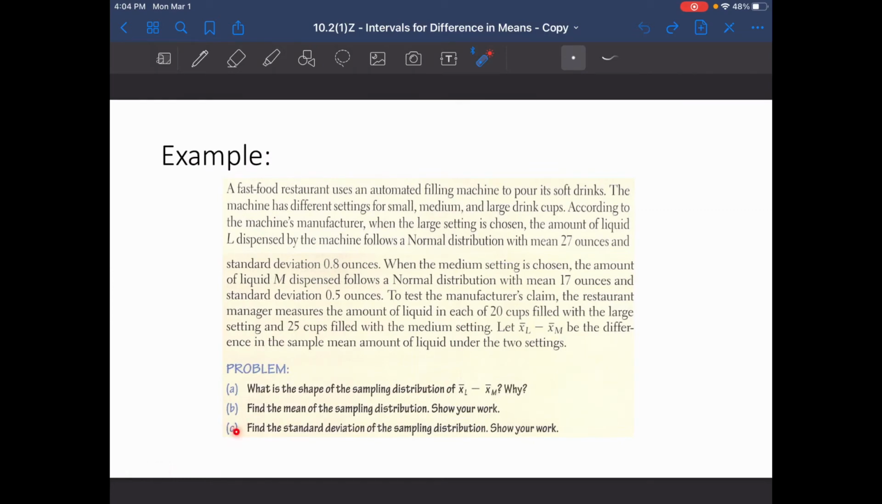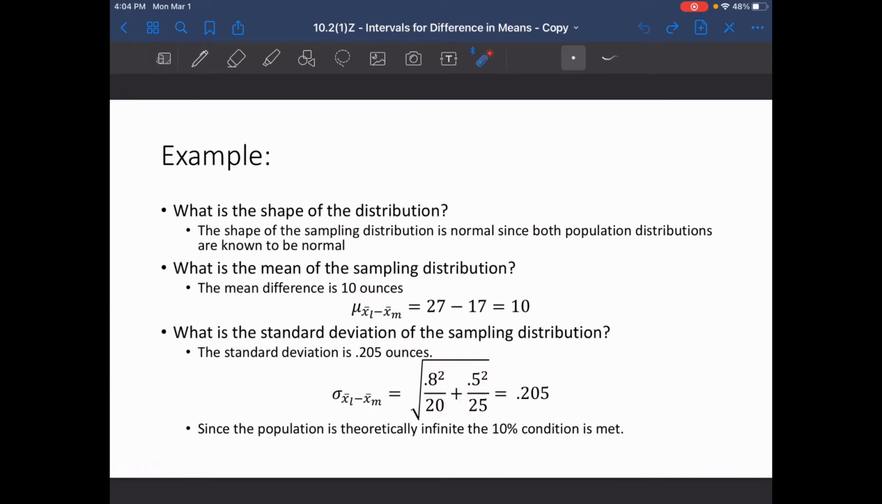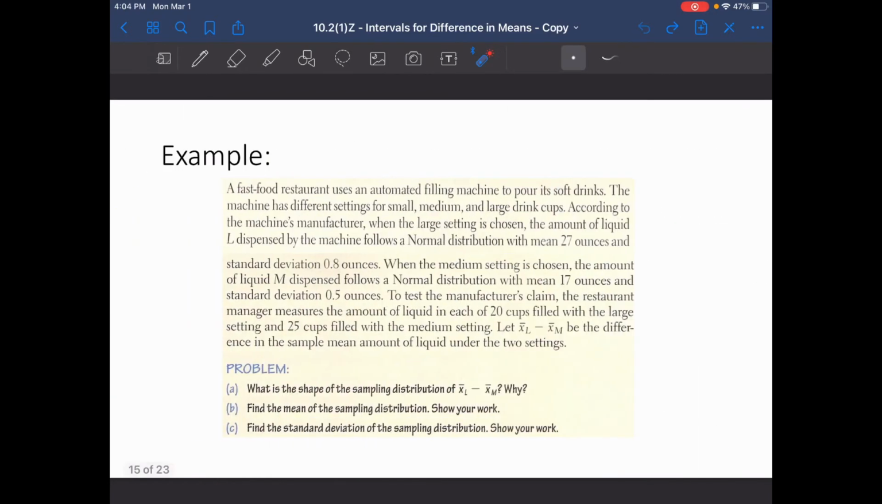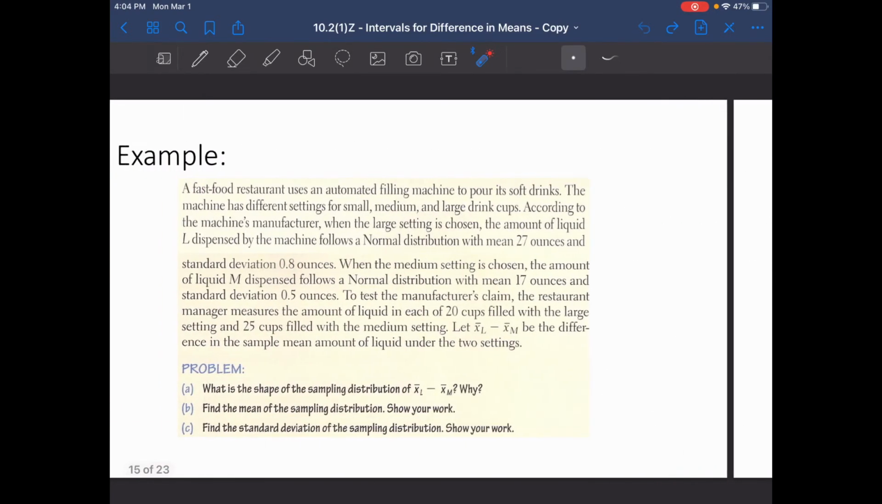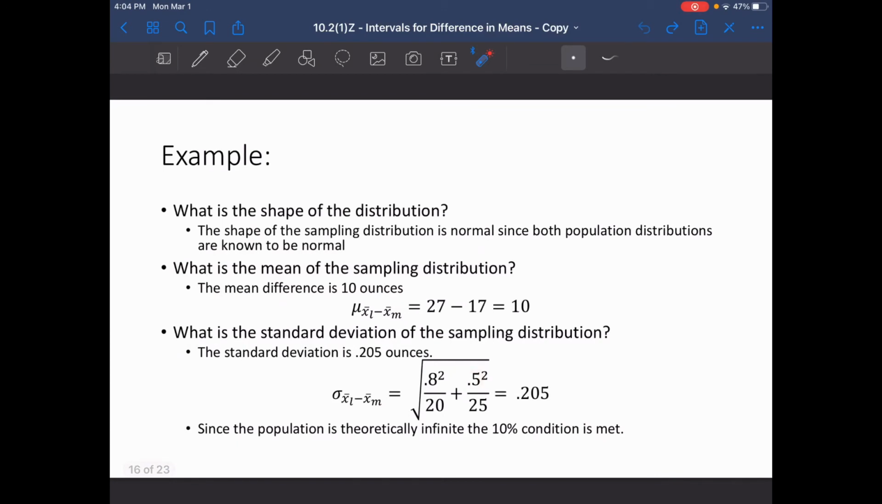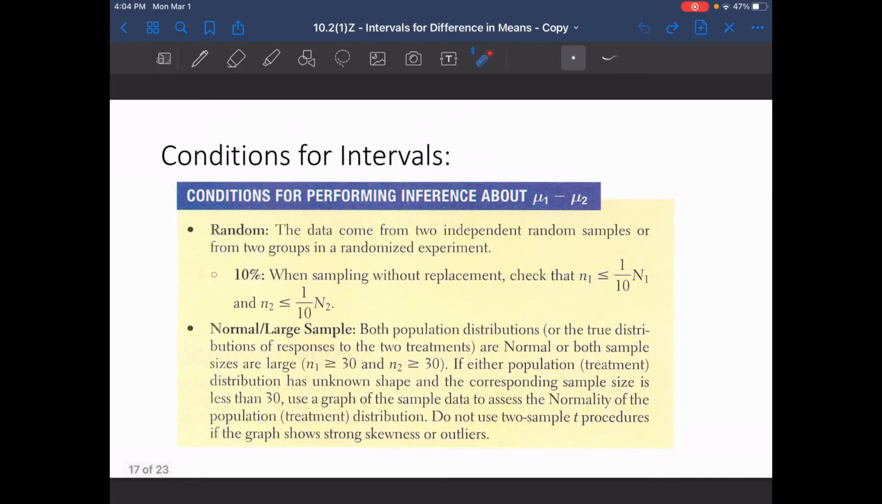And that's our center. And our spread is to find the standard deviation of the sampling distribution and show our work, which again is just adding the two variances and taking the square root of that. So we're given a standard deviation for L at 0.8 and a standard deviation of M at 0.5. So we would take 0.8 squared divided by the total number in the L sample, plus 0.5 squared divided by the total number in the M sample. Take the square root of that, and that gives us a standard deviation of 0.205. And since the population is theoretically infinite, the 10% condition is met in this case. So that's essentially how we describe a sampling distribution for a difference in means.